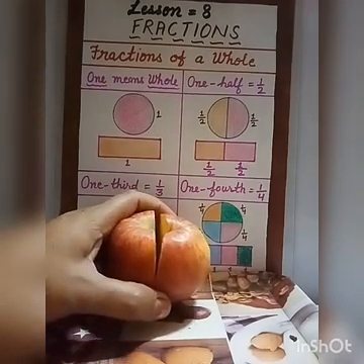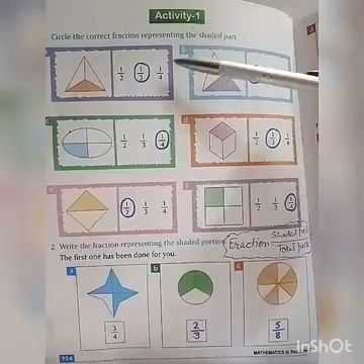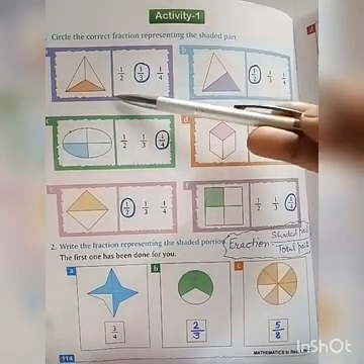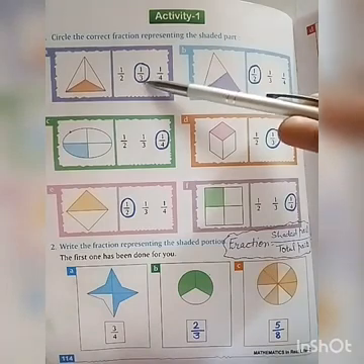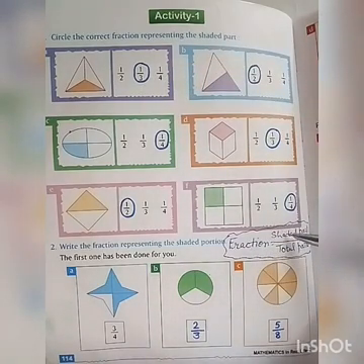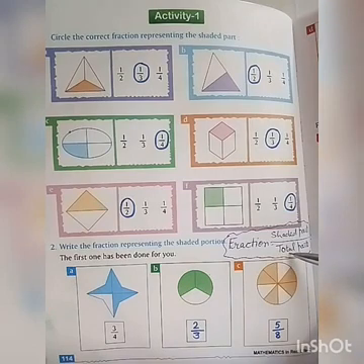And we will start activity 1. Activity 1: figures and fractions are given and we have to circle the correct fraction. We write the fraction in the form of shaded parts upon total parts. यानी कि shaded parts हम ऊपर लिखते हैं और total parts नीचे लिखते हैं. Fraction is in the form of shaded parts upon total parts.